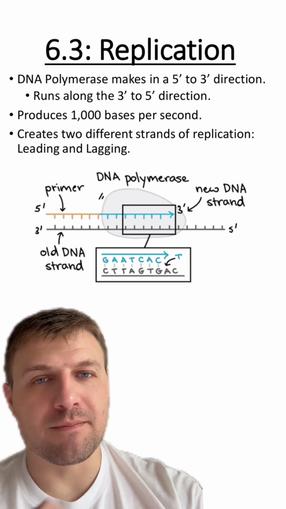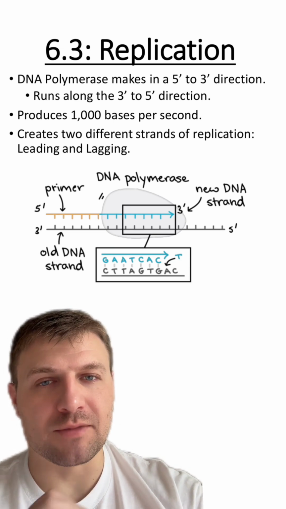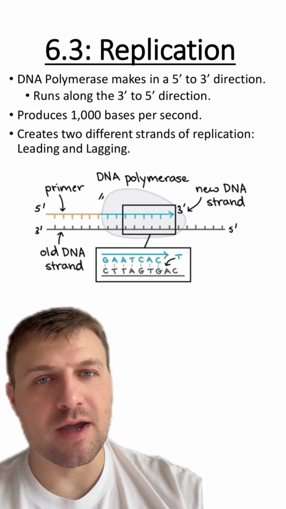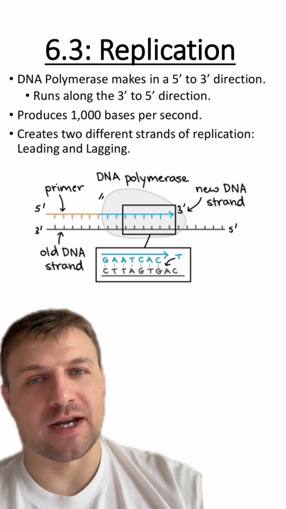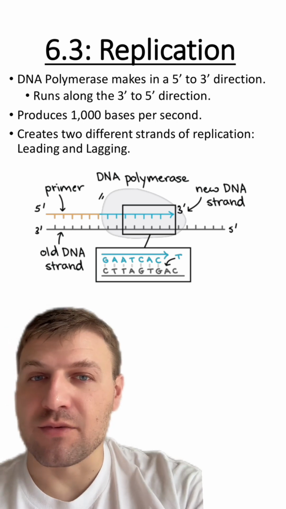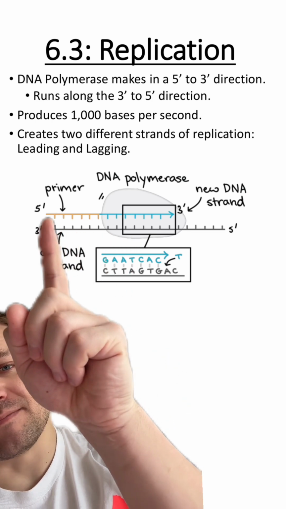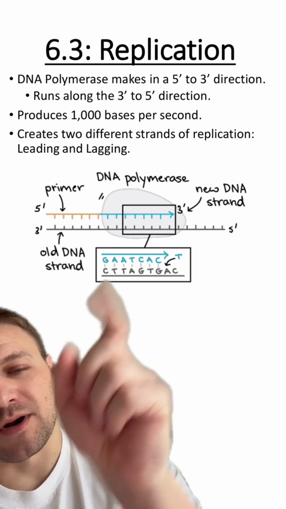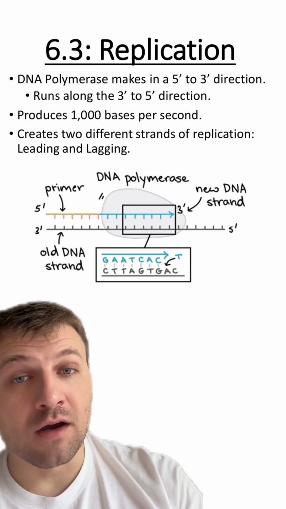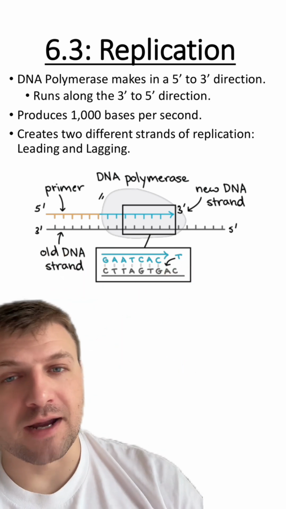DNA polymerase makes in a 5' to 3' direction. This is really important to remember. It's making in that direction. It runs along the 3' to 5' direction. So as you can see here, we have our DNA polymerase. It is making in a 5' to 3' direction. It runs along, though, the 3' to 5' direction.